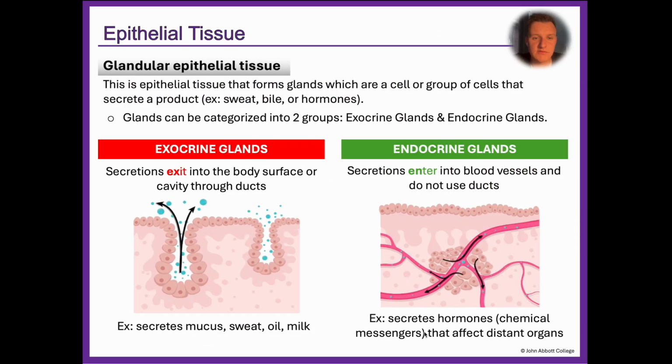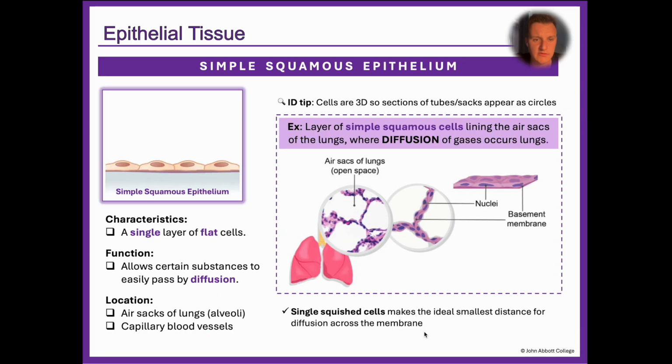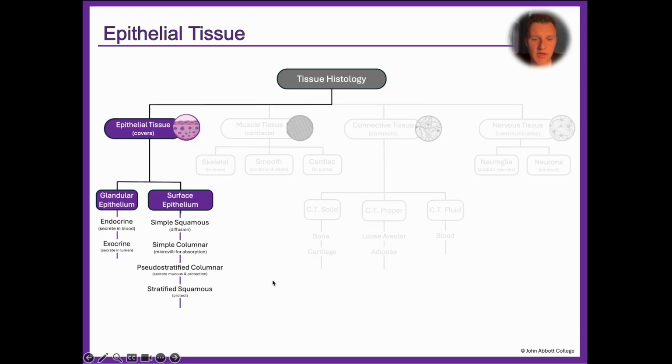Before going to this, I want to go back to our little chart here. We just went through surface epithelium, right? We saw that simple squamous epithelium was there to help with diffusion since it's thin. Simple columnar had microvilli, allowed us to absorb stuff. Pseudostratified secreted a bunch of mucus and protected us with the little cilia that brushed away stuff in the trachea. And stratified squamous was there to protect us. It was a thick layer that helped us in terms of protection.